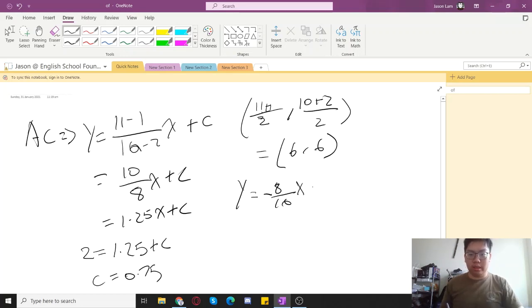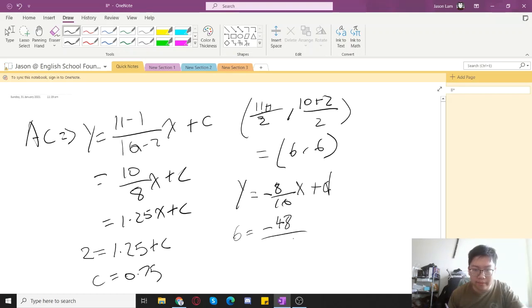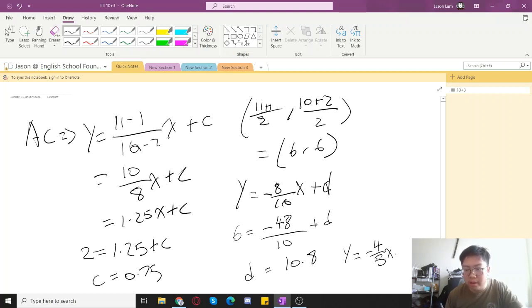So x, and then let's see again. Let's call this d for now because we don't want to get mixed up with the other one. So we sub in all our points we know. So 6 equals minus 4/5 times 8. I'll just do that math for you because I'm a good person. 10 plus d. D equals 10.8. So you finally have your equation. Okay, I'll just simplify this for now because we don't really mind.